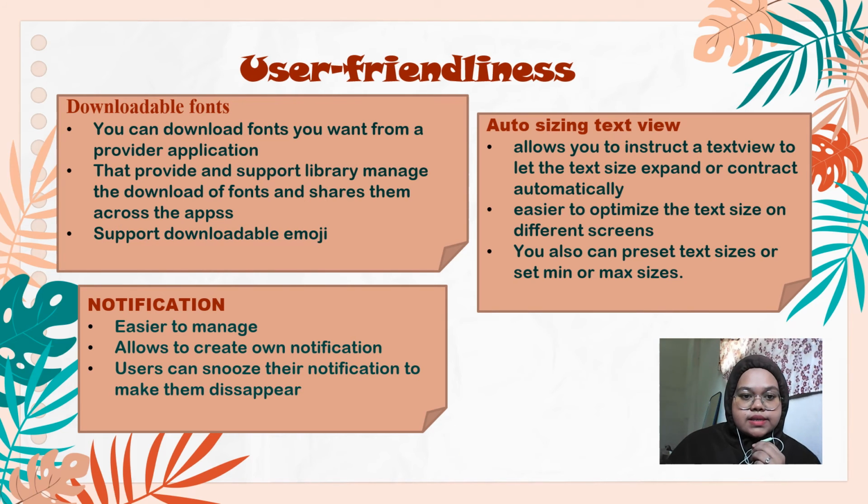User-friendliness. First is downloadable fonts. You can download the fonts you want from a provider application, and the support library manages the download of fonts and shares them across the apps, and supports downloadable fonts. It also supports downloadable emoji. Second is notification. Notification on Android is easier to manage; it allows you to create a notification, and users can snooze their notifications to make them disappear. And the last one is auto-size TextView. Auto-size TextView allows you to instruct a TextView to let the text size expand or contract automatically, and it's easier to optimize the text size on different screens. You can also preset text sizes or set a minimum or maximum size.